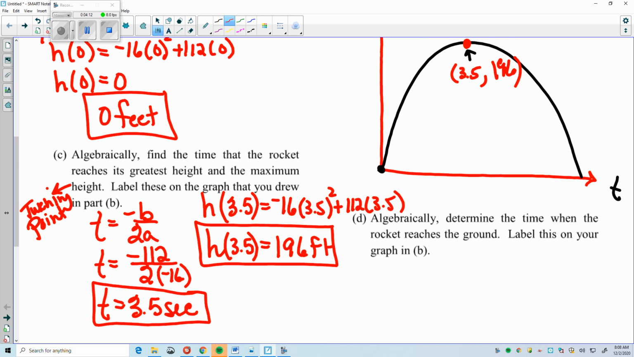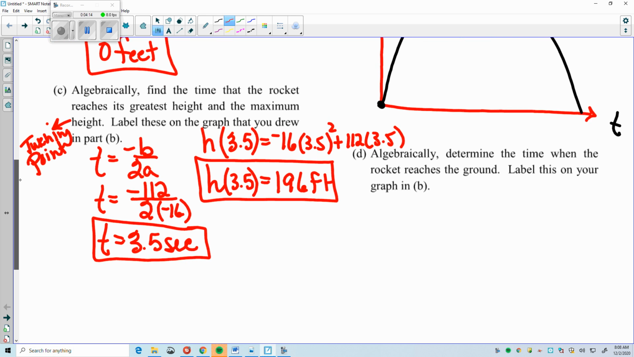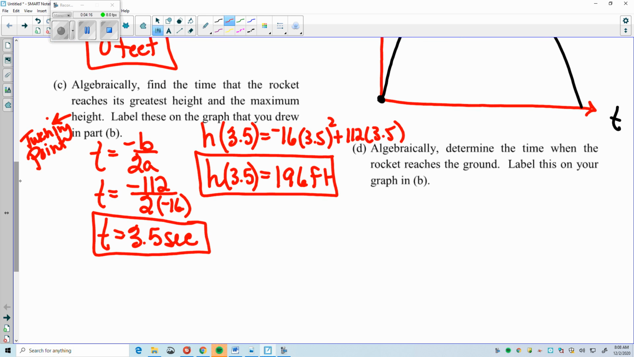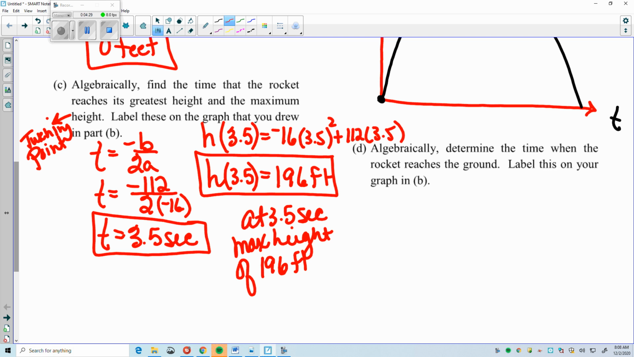And if I were to think about this from maybe just a question standpoint, we could say here at 3.5 seconds, the max height of 196 feet would be reached. So that's how we could interpret that question.